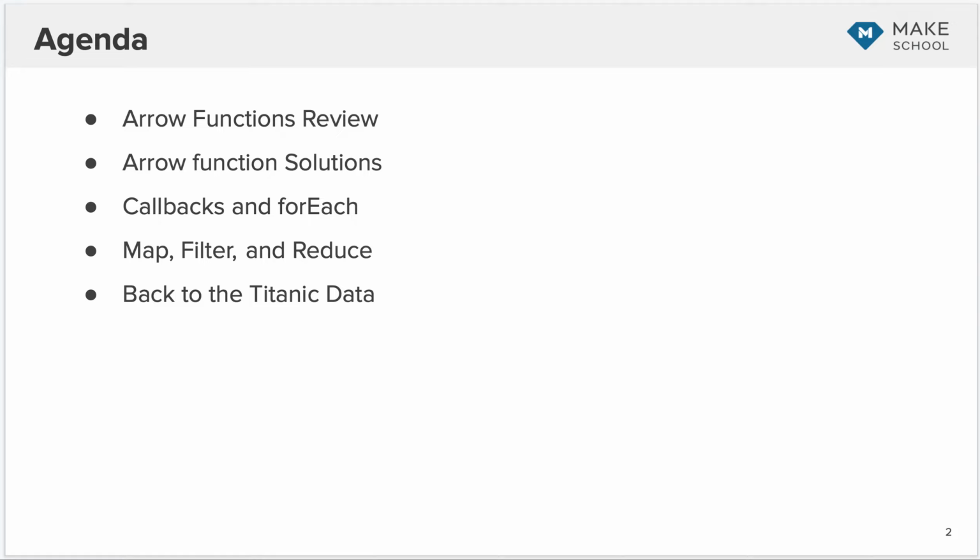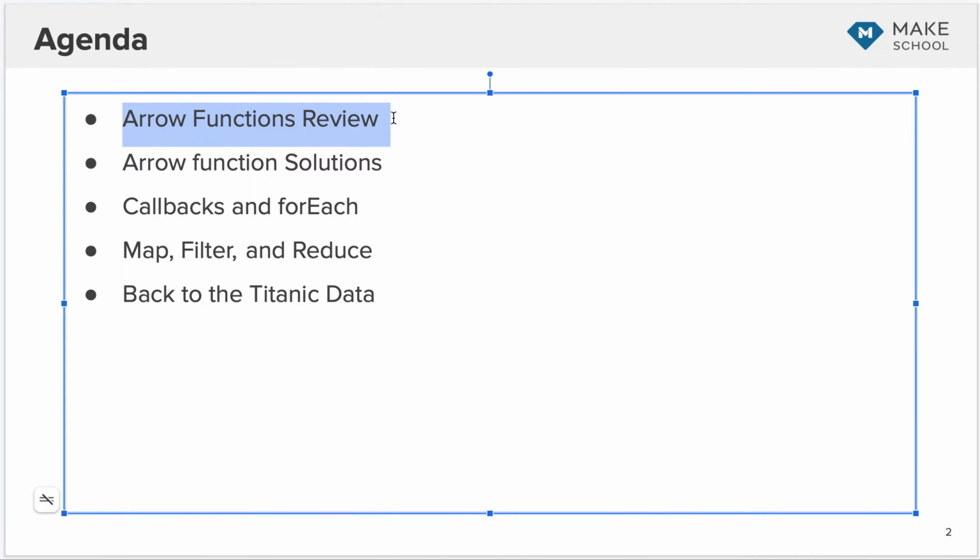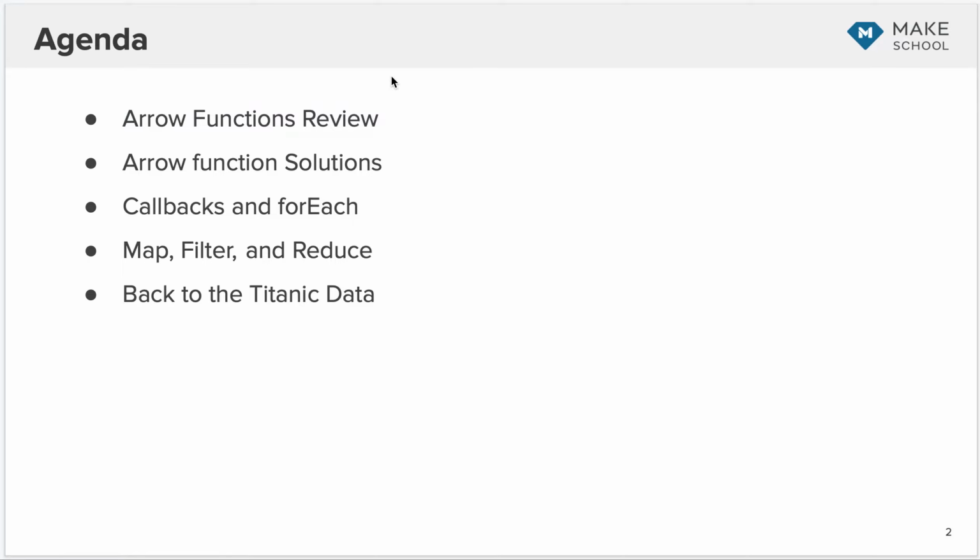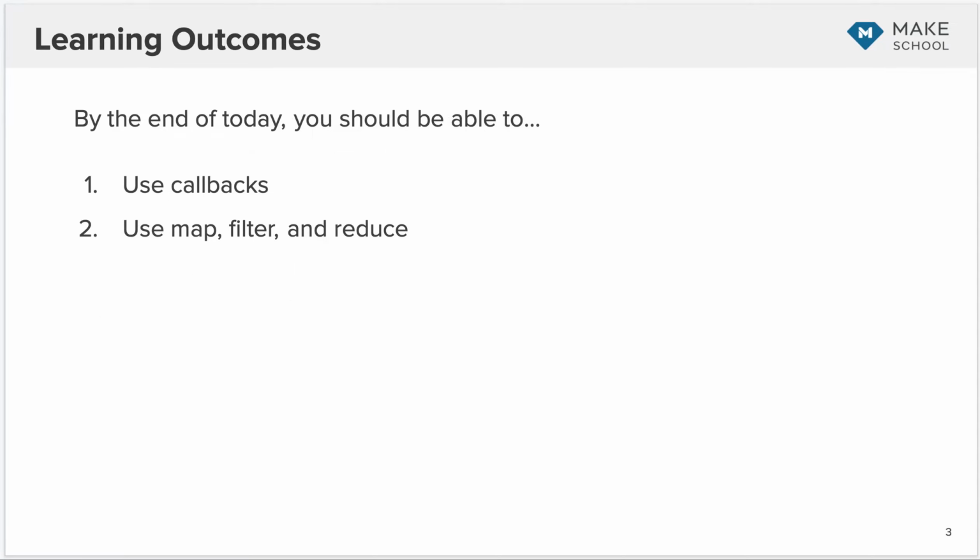What are we going to talk about today? Well, let's do a review of arrow functions. So we'll go over the arrow functions that we talked about in the last class. We'll talk about the solutions to these arrow function challenges, and then we'll cover callbacks and forEach, and then get into map, filter, and reduce. So hopefully by the end of class, you'll be able to use callbacks and use map, filter, and reduce.